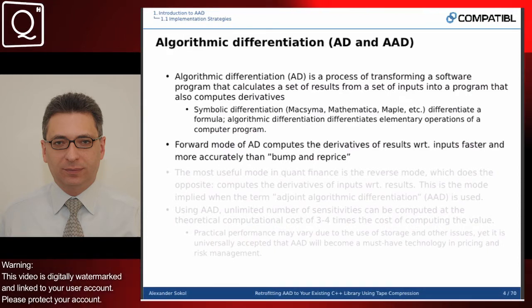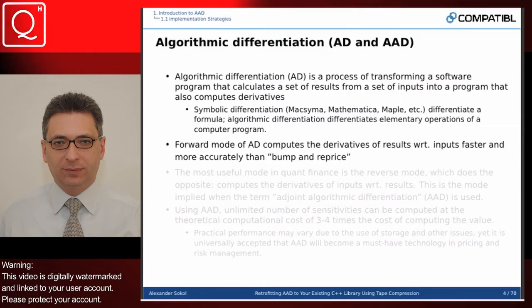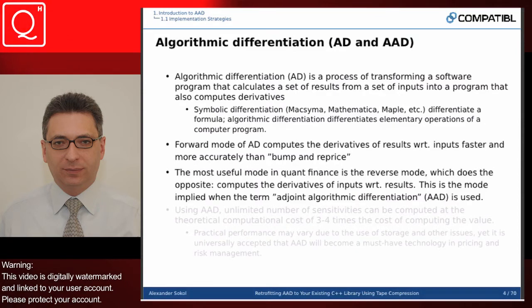Okay, so now the forward mode of AAD computes the derivatives of results with respect to inputs faster and more accurately than bump and reprice. However, forward mode really doesn't give you anything. In most cases, forward mode doesn't give you much more than just better precision, where you're taking essentially a limit of delta x to 0 derivative as opposed to a finite difference. The real advantage, or the breakthrough in quant finance, is the reverse mode. In the reverse mode, what it does is it computes derivatives of results with respect to the inputs.